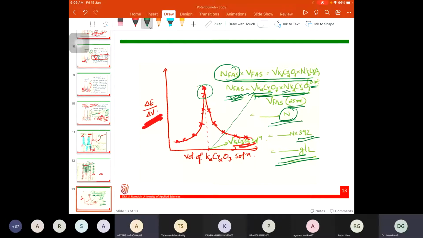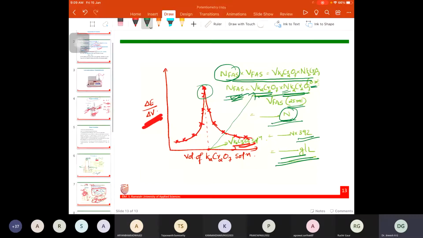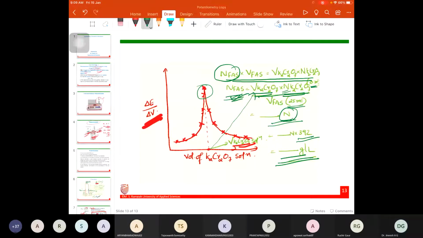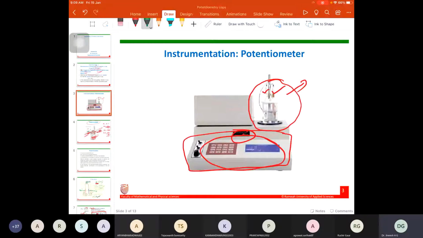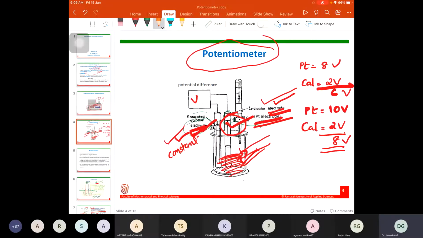Okay, we will go back one more time. Everything we will discuss now. Instrumentation. Potentiometer has two separate parts. One, a display unit. Second, the potentiometric setup. In the potentiometric setup, we will have two electrodes. One, an indicator electrode. Here we are using platinum electrode as the indicator electrode. And we require a reference electrode. Here we are using a calomel electrode as the reference electrode.